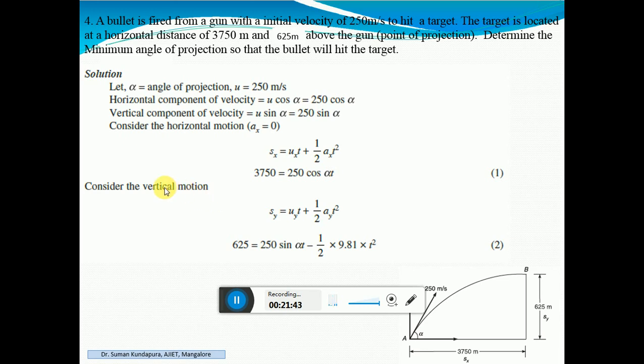Consider the vertical motion. Vertical motion, we have Sy is equal to ut plus half ay t square. In the horizontal, here Ax is 0, but in the vertical, it is moving against the direction of the gravity. So it is minus 9.81 in Ay. So it is minus half into gt square. T is unknown.